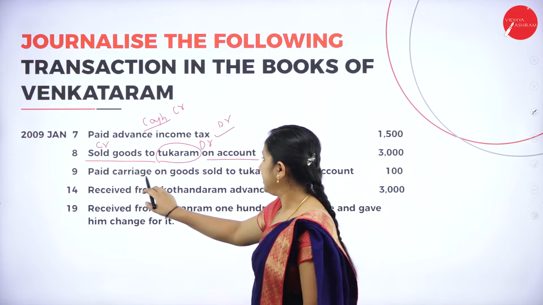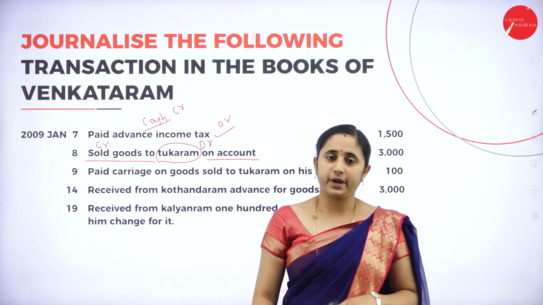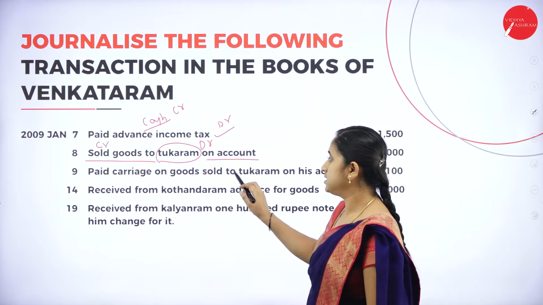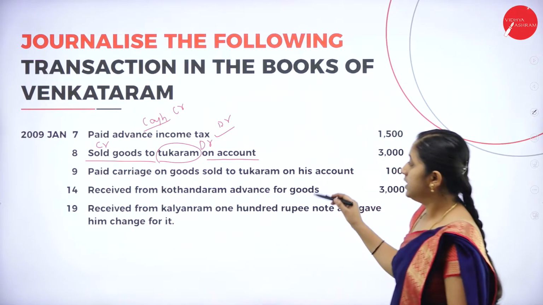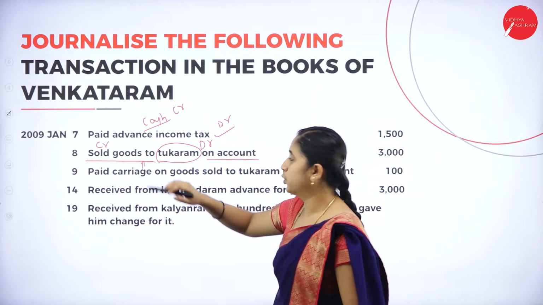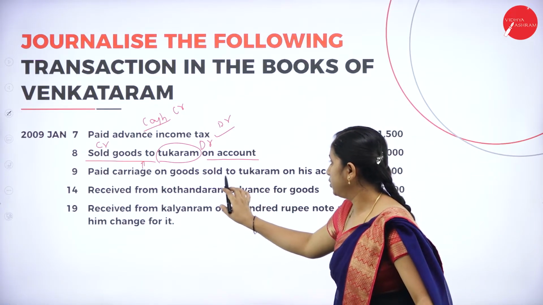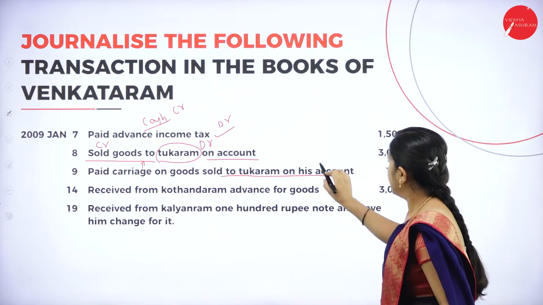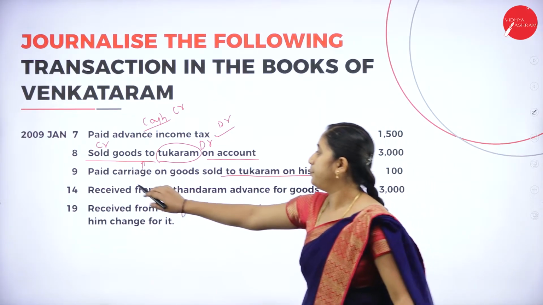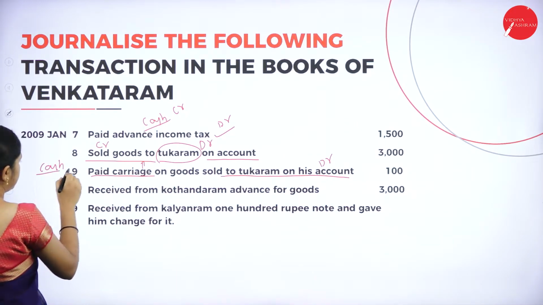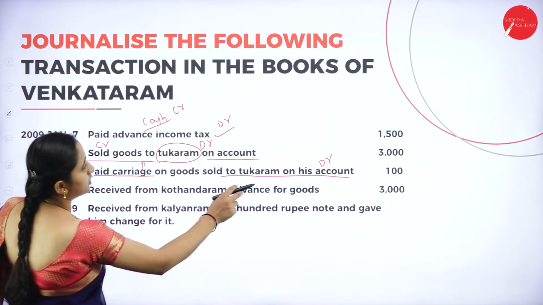Next, paid carriage of goods sold to Tukaram on his account. That means any carriage paid for the goods is considered an expense for the goods only, the same goods. So you need to consider carriage as an expense for goods for the earlier sales transaction. So it is paid on account of Tukaram. So you need to debit the Tukaram. He is receiving. So you need to debit the Tukaram, and you paid the carriage, which means cash is going out. You need to credit the cash of rupees 100.